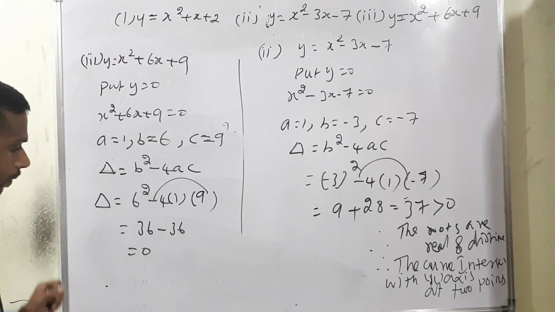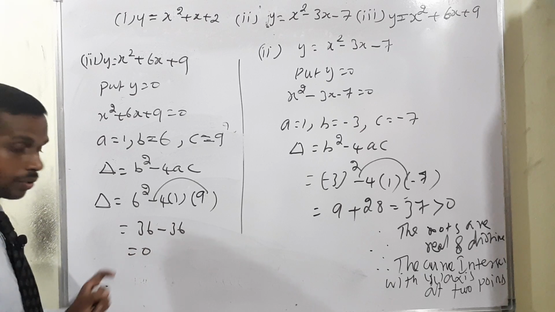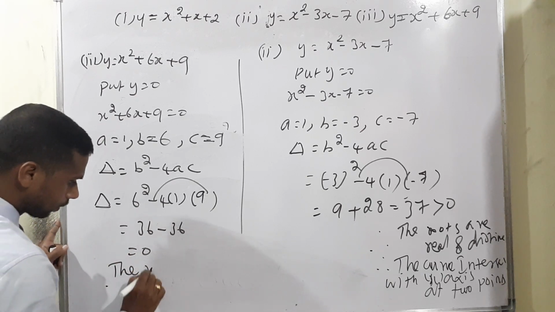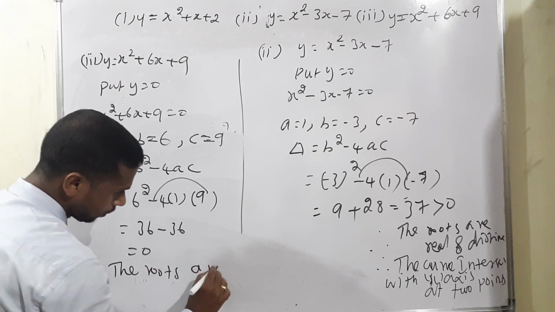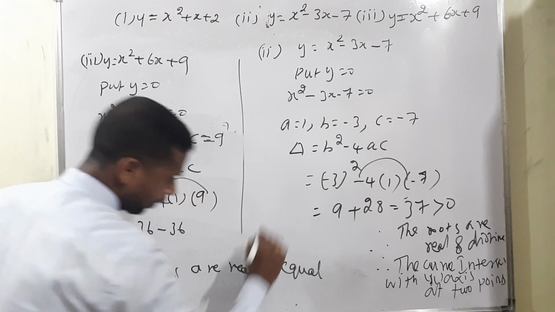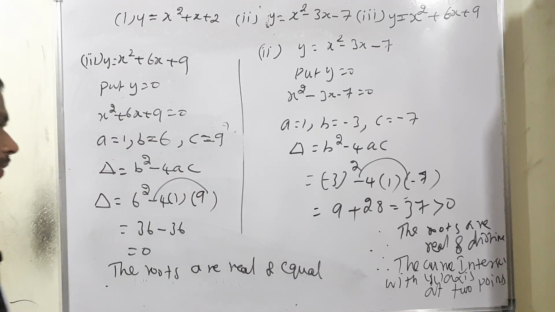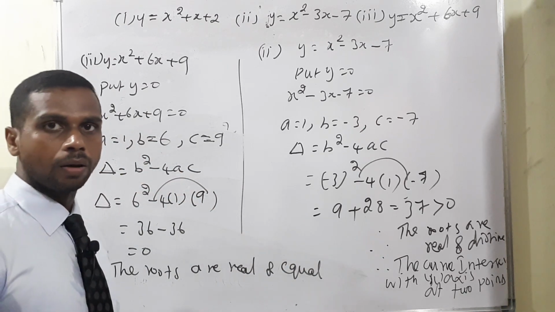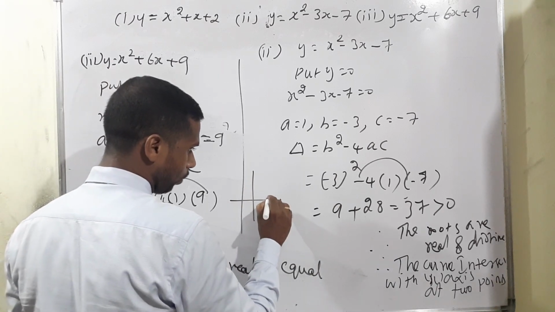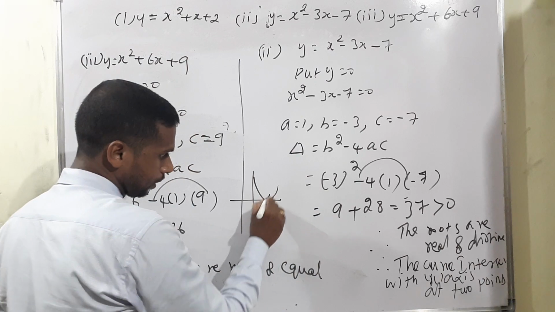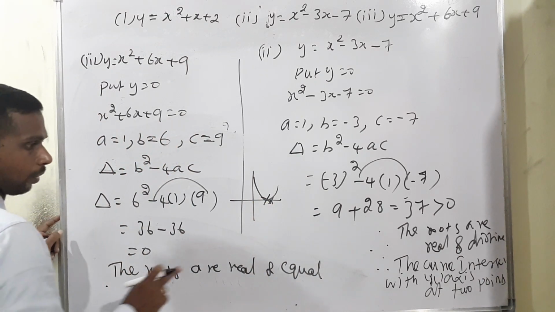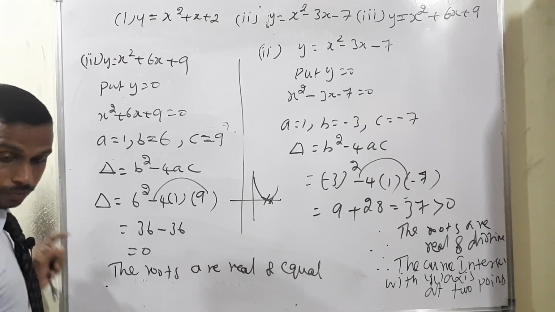So 0 means definitely we can say the roots are real and equal, isn't it? The roots are real and equal. Therefore, real and equal means whether 3 comma 3 or 4 comma 4. If you have the graph, definitely only one point will be cut, isn't it? So intersecting the x-axis means only one point, isn't it?